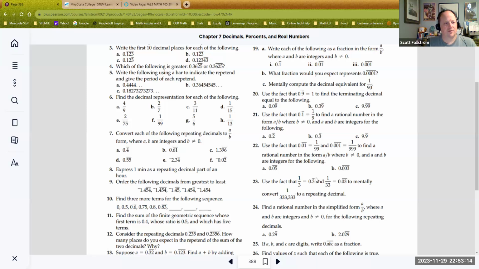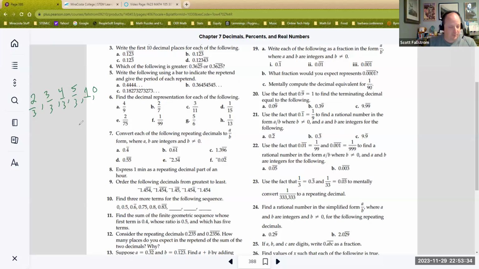So, for example, let's see if we had an example. If I gave you the numbers 2/3, 3/3, right? 4/3, just as an example, 5/3. And I gave you the number 1 and the number 0. And I said, okay, go ahead and put these in order from greatest to least.